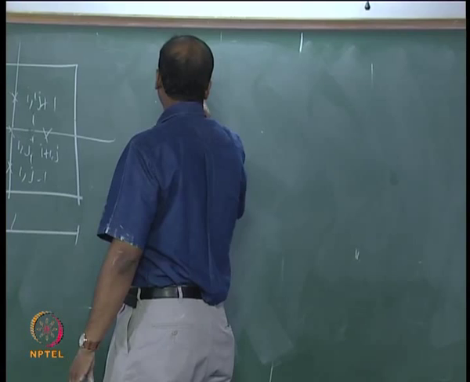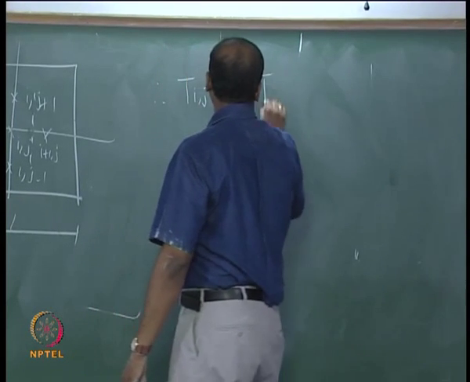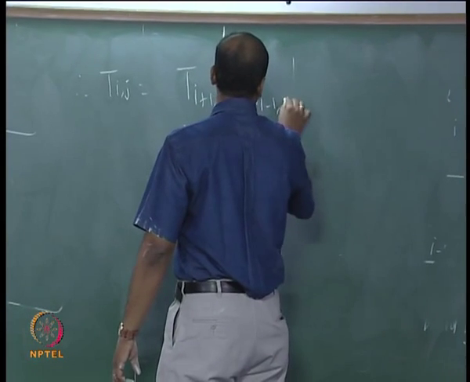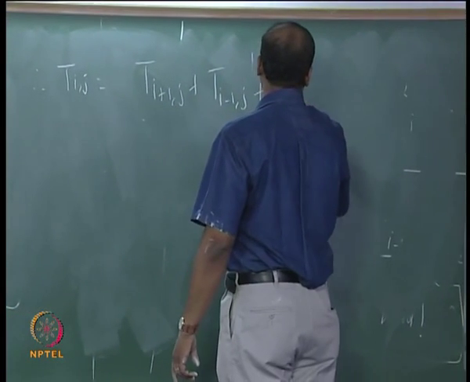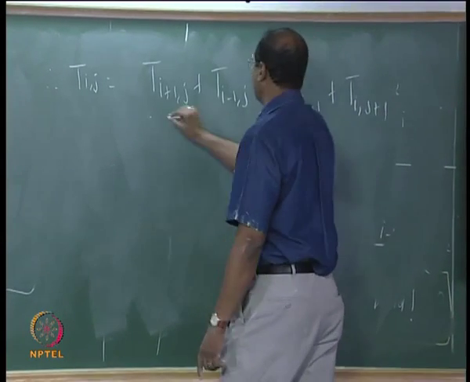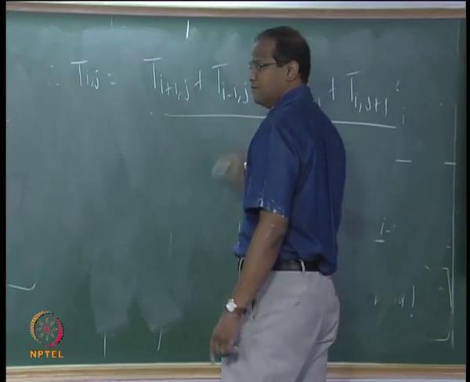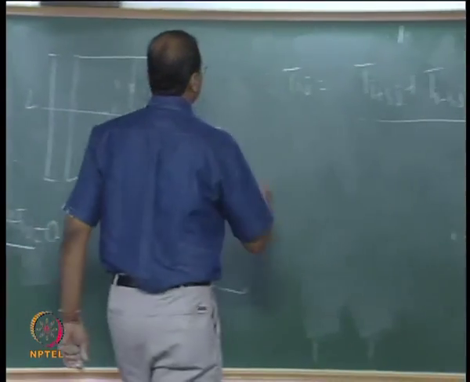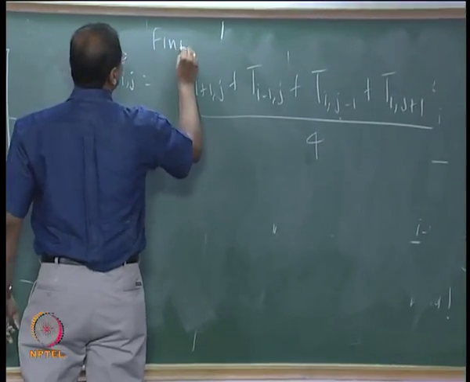Therefore, Tij equals Ti plus 1 j plus Ti minus 1 j plus Tij minus 1 plus Tij plus 1, divided by 4. So this is called the finite difference method.